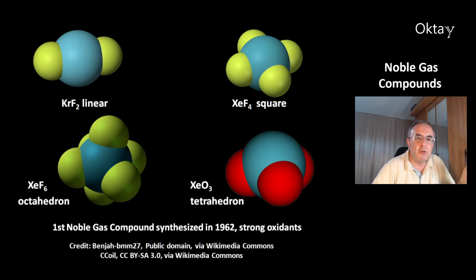However, it is an irregular octahedron because you have 6 xenon-fluorine bonds plus 1 free electron pair at the xenon atom. At the bottom right, that's xenon trioxide. It has a tetrahedron structure. The xenon atom sits in the center of the tetrahedron. The 1 free electron pair of xenon points to one of the corners, and the other 3 corners of the tetrahedron are occupied by the oxygen atoms. All these compounds have one thing in common: they are very strong oxidants.